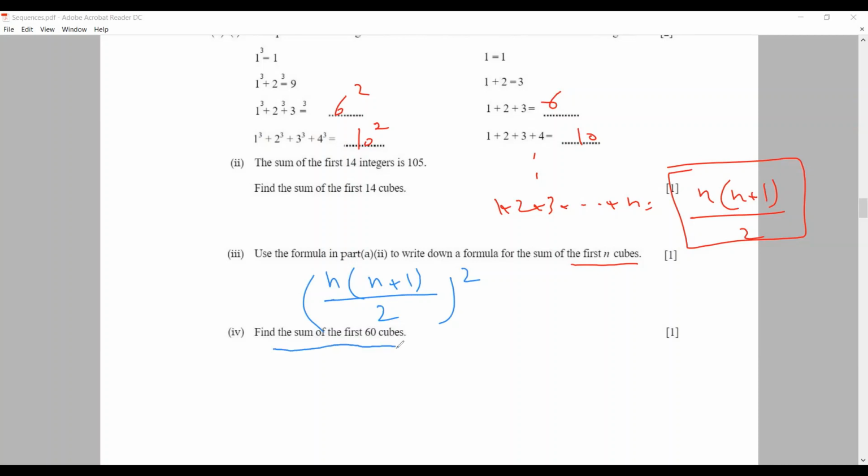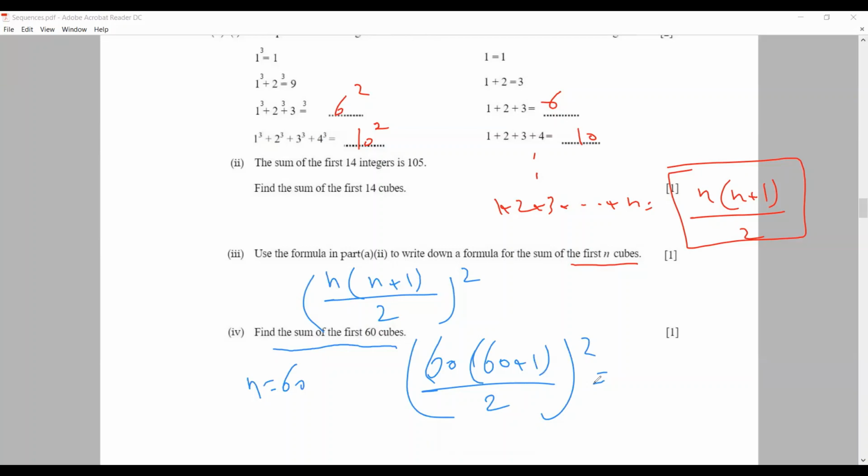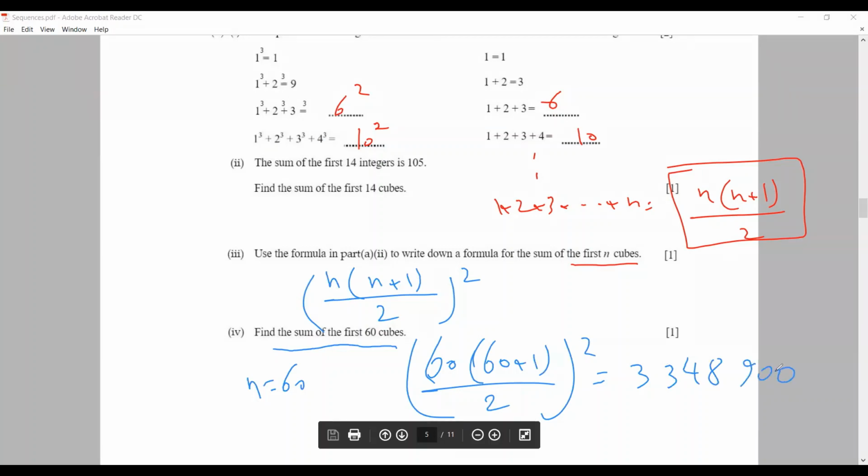Find the sum of the first 60 cubes. All I have to do is substitute, because n is 60, so just substitute 60 here and see what it gives us, divided by 2, raised to the power of 2. Just don't forget to raise everything to the power of 2 at the end. You get 3,348,900. Okay, so moving on to the next question.